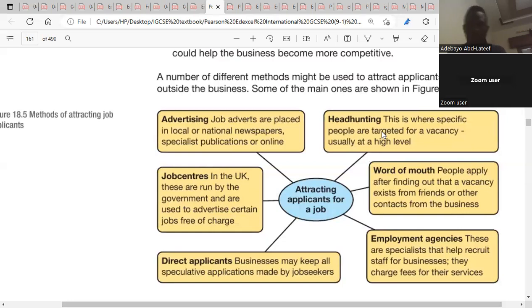Word of mouth. Word of mouth means you just telling me that, oh, mister, we need a business teacher in our school. This is word of mouth. Or an employee telling other people that workers are needed in their organization. That is word of mouth.